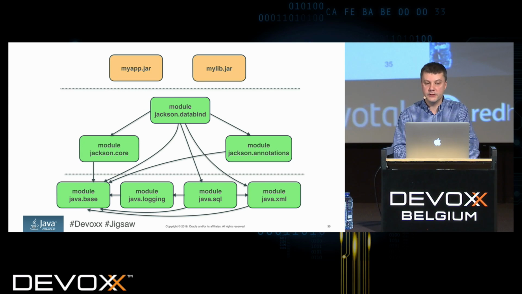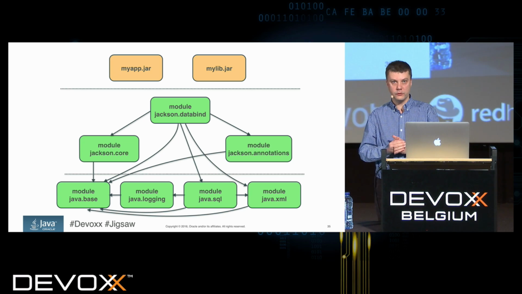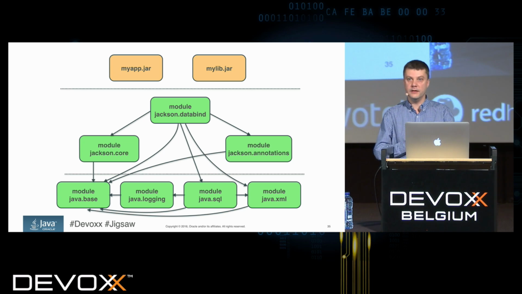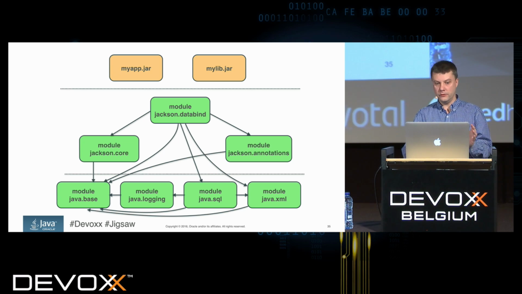Now let's look at the resulting module graph. Remember, green is module, orange is our class path, because we've left myapp and mylib on the class path for this part of the presentation. This is a much cleaner module graph now. Each of the modules has a small set of dependencies and it's very, very clear what they depend on. So it's a nice clean graph. No cycles.